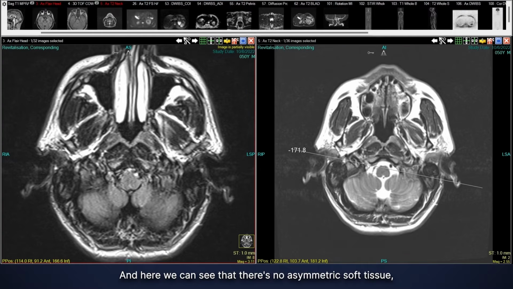And here we can see that there's no asymmetric soft tissue. So there's no concerning findings for any kind of nasopharyngeal cancer here.